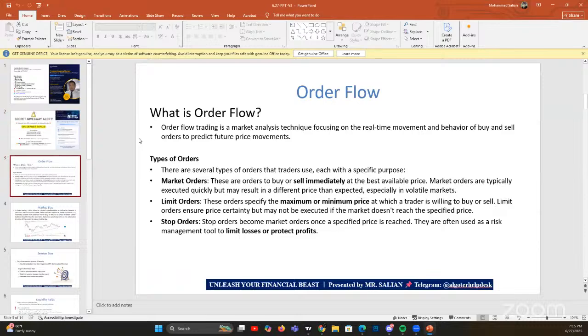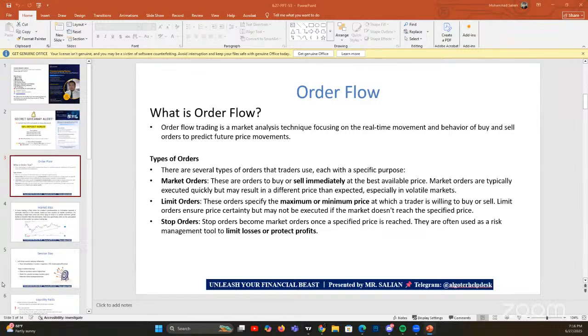So we will discuss order flow. Any idea about order flow? Order flow is just the orders. For example, if you want to buy at this price, you will set your buy or sell orders. When price goes there, it will trigger the trade, and hopefully when you are right, it will go in the direction you intend. So order flow trading is a market analysis technique focusing on the real-time movement and behavior of buy and sell orders to predict future price movements.